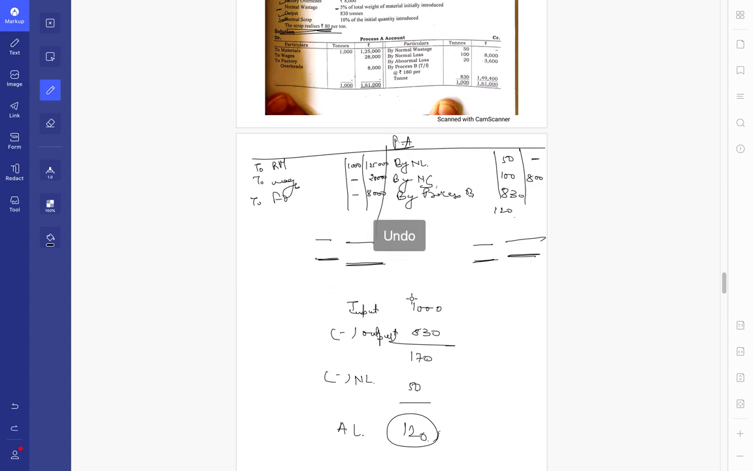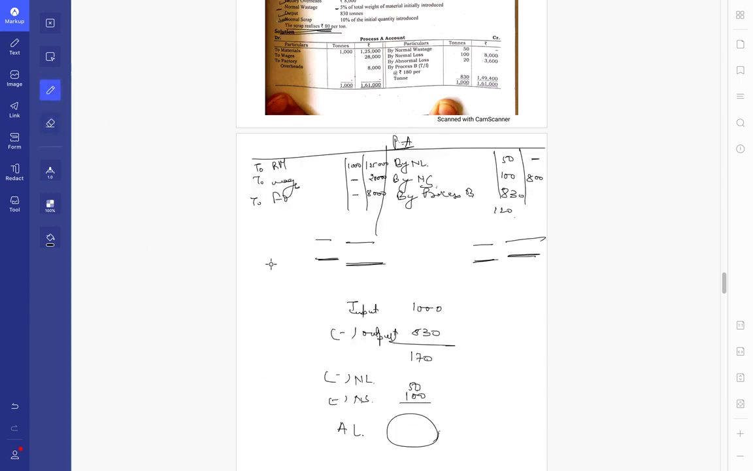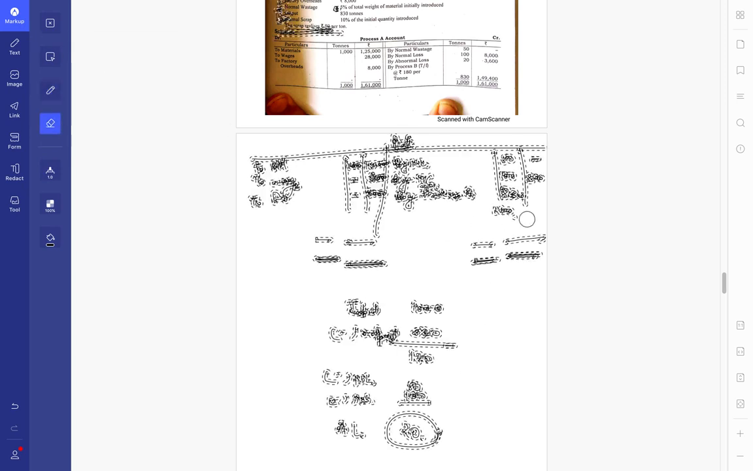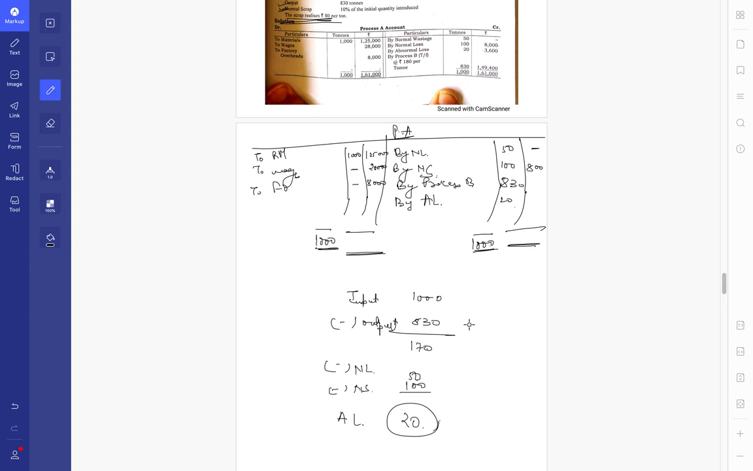So what we need to do is subtract the normal scrap too, which is 100 units. That would give us the abnormal loss value as 20. Let us write this abnormal loss down, 20 units. We are still not aware of the rate, so let's hold that thought for a second and simply close the total quantity column. That was easy. The quantity column was easy for us.